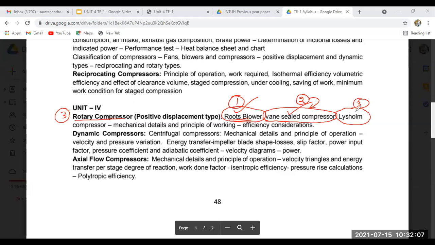Lysholm compressor. Among these 3 types of compressor, every year they are asking only the root blower compressor. So this one is important, and we have already covered it. Root blower compressor, repeatedly they have asked in the previous year questions. So I have mentioned all these things.